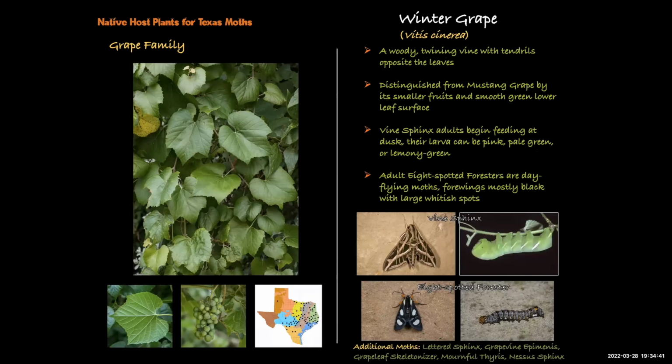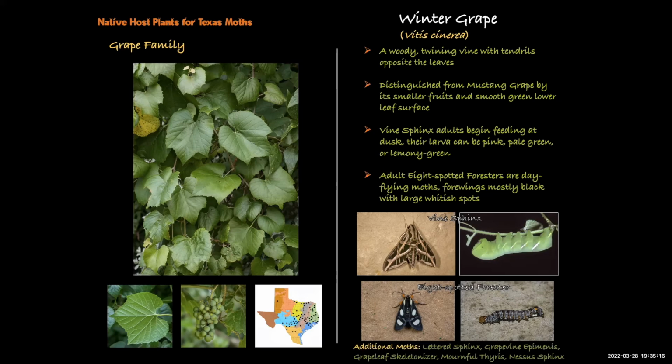One of our native vines, and I think this is going to be the last association I'm going to tell you about, is winter grape. It's a woody twining vine that has tendrils opposite the leaves. Another common grape that we have in our area is Mustang grape. And the winter grape is distinguished from Mustang grape by the smaller fruits and the smooth green lower leaf surface rather than it being glabrous or kind of woolly, like the Mustang grape.